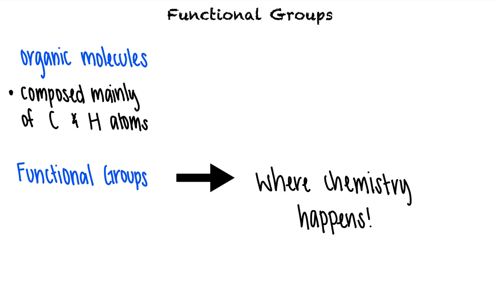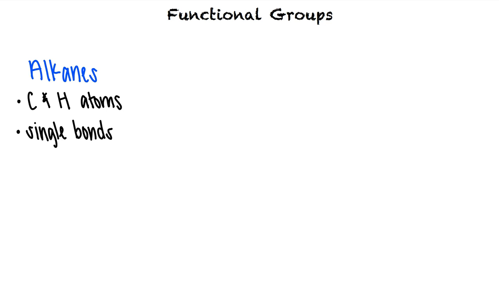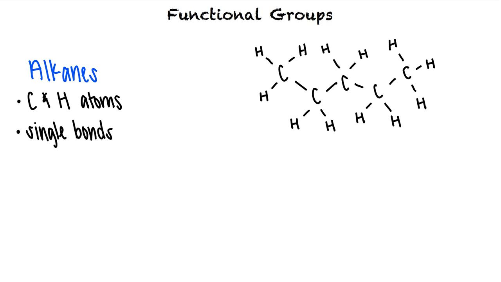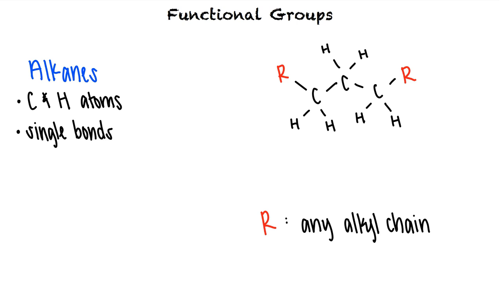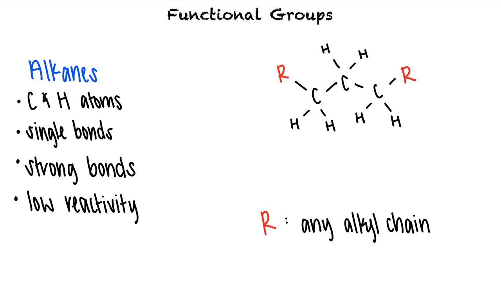First, let's look at the hydrocarbon backbone of many organic molecules. Alkanes consist of carbon and hydrogen atoms and consist only of single bonds. The simplest alkane is methane. We could make a longer chain, and if we put an R on one or both ends, this indicates any alkyl chain as a continuation of the drawn molecule. The bonds within alkanes are strong, which means they're not very reactive and have little biological activity. However, we often find functional groups attached to alkyl chains.